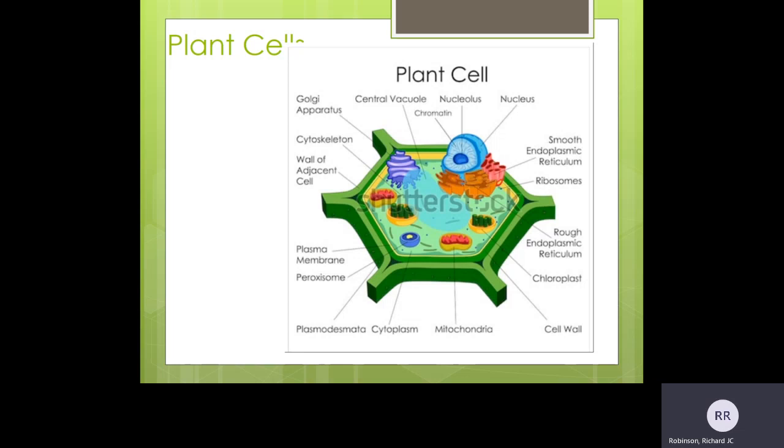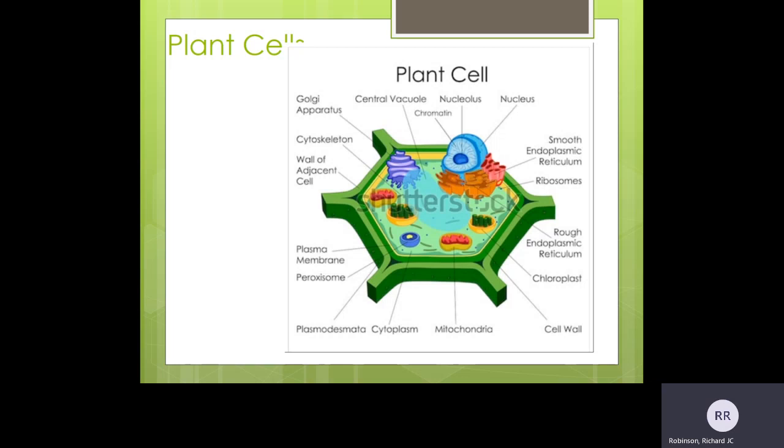So the cell wall is one of the things that is different between a plant and an animal cell. Like a plant cell still has a cell membrane, but it has a cell wall as well, whereas an animal cell does not have it. Now, both have vacuoles, but the plant cell's vacuole is much bigger, because, of course, it works with the cell wall to keep the plant upright.